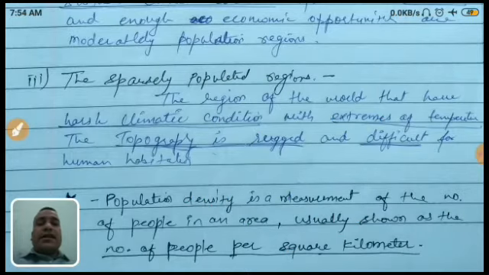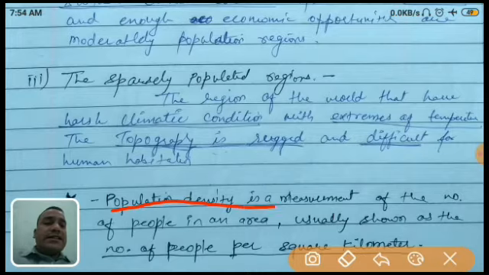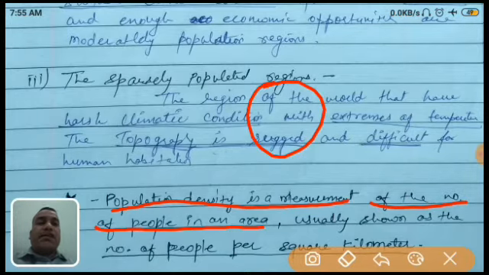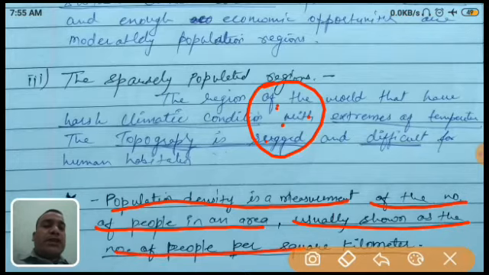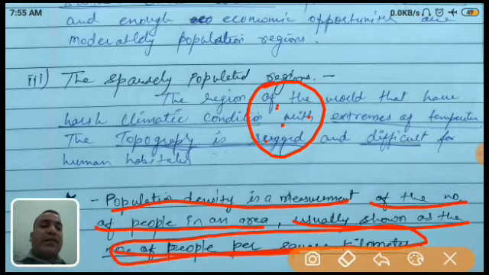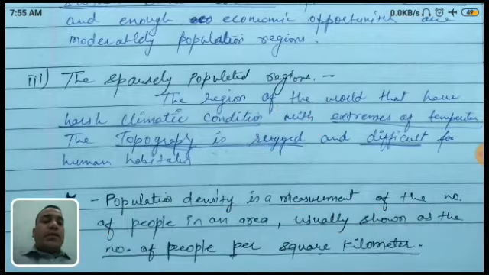One more thing, which I already explained, but you can understand again. Population density is a measurement. What is population density? It is a measurement of the number of people in an area, usually shown as the number of people per square kilometer. In a single phrase, population density is the number of people per square kilometer. So I hope these three population density zones are clear.